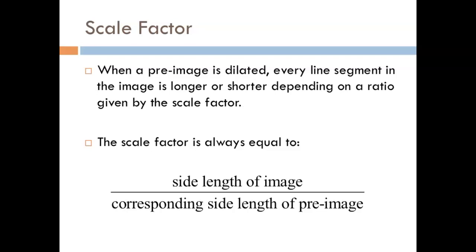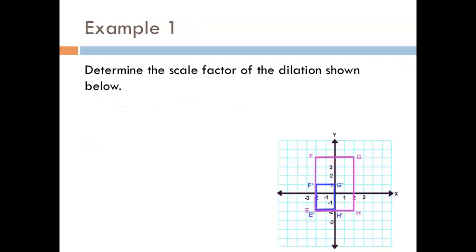How do you find out what the scale factor is? Well, the scale factor is always going to equal the side length of the image divided by the corresponding side length of the preimage. So the side length of the resulting image divided by the side length of the original image. Take a look at example 1.